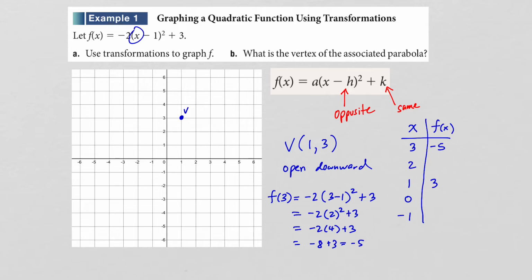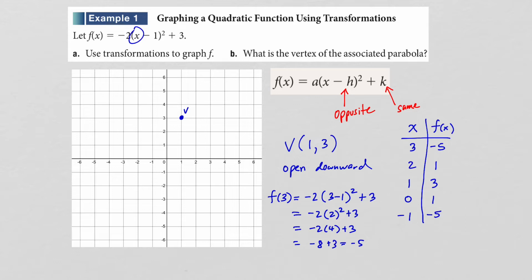And we can do the same thing for the other points as well. So I will skip the work, but you can plug in these other values of x. And when you do, you will get y equals 1 when x equals 2. You will get y equals 1 when x equals 0. And you will get y equals -5 when x equals -1.